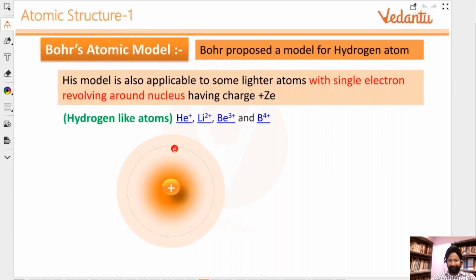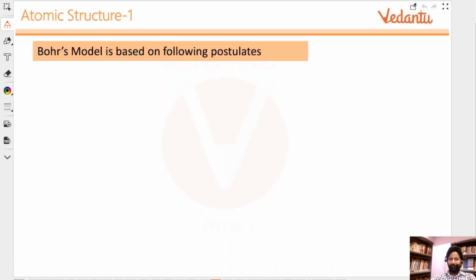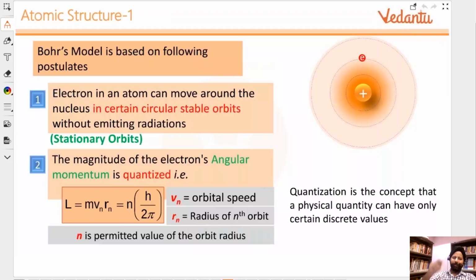Let's see the postulates first. Number one: an electron in an atom can move around the nucleus in certain circular stable orbits without emitting radiation. What he's saying is that the atom is structured such that the electron can either be here, or here, or here. You cannot have the electron in between. It's impossible. So these are quantized. It can either be at level 1, level 2, or level 3. It's like you can be on step 1, step 2, or step 3. You cannot be at step 1.1.